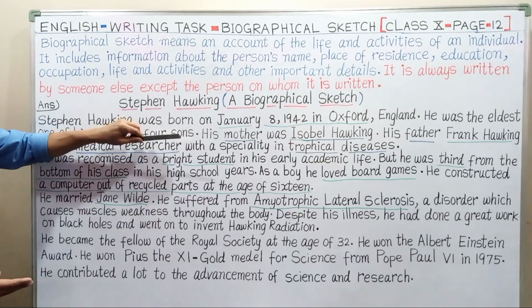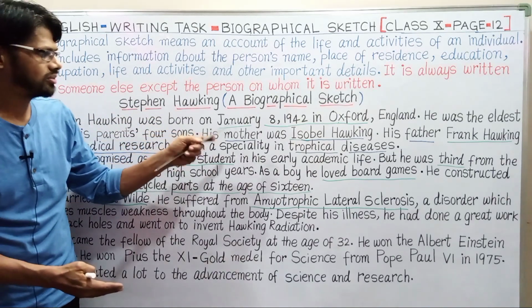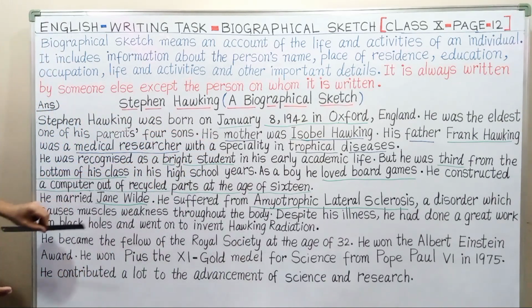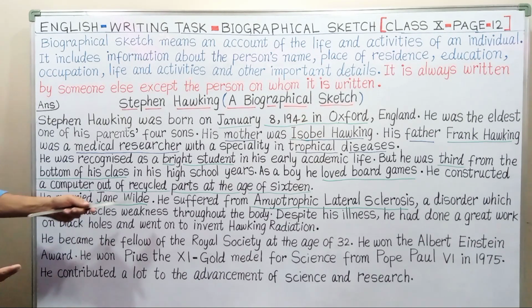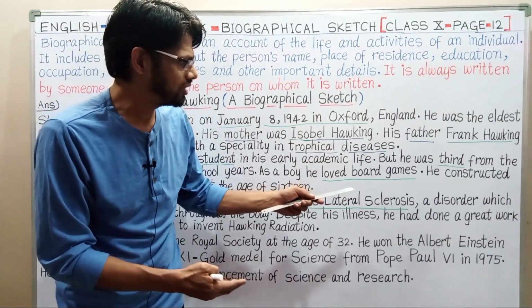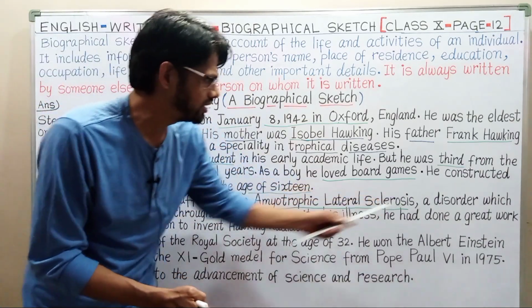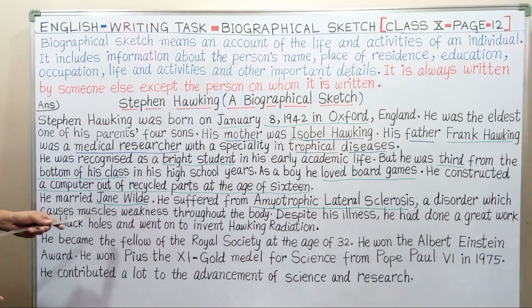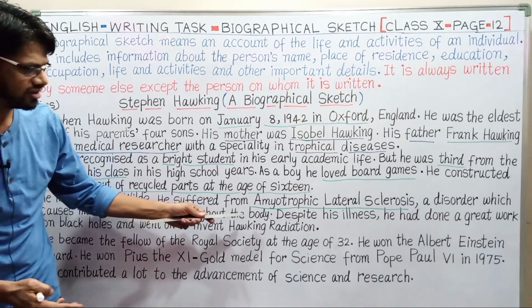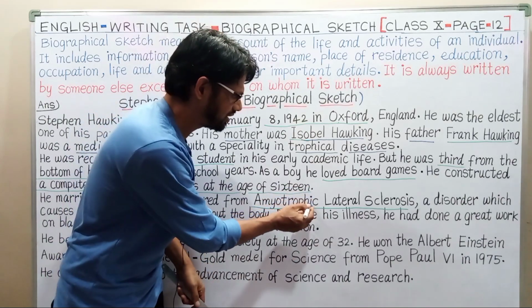The first paragraph deals with school life and interest and other things: early childhood, school life, father, mother, date of birth, etc. Now the second paragraph, we are talking about marriage. So he married Jane Wilde. He suffered from amyotrophic lateral sclerosis. It is a type of disease, a disorder which causes muscle weakness throughout the body. Amyotrophic lateral sclerosis is also given in the question.